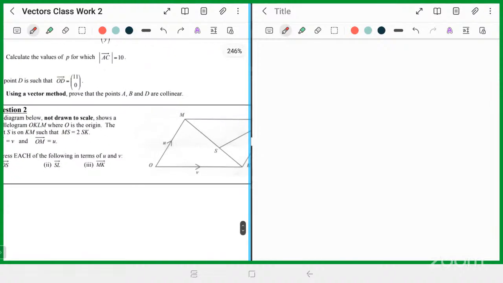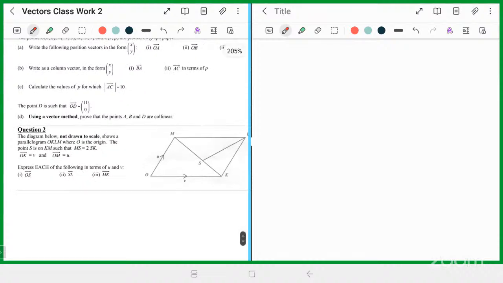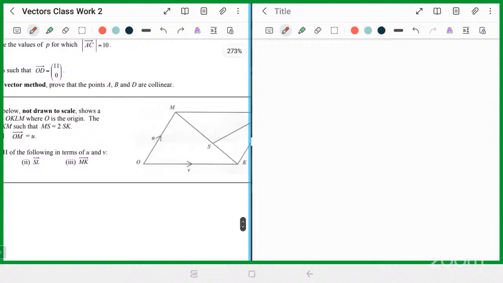All right, but let's read. It says the point S is on KM. This point S is on this line KM, such that MS is 2SK. And sometimes what I tell students to do is put this information on the lines so you can see what the relationship is. And it's basically trying to get the ratio. How does this point divide the line? Is it a 1 to 2 division? Is it a 2 to 3 division? Is it a 1 to 3 division? Most times it's a 1 to 2 division. Most times. And that's what it is this time.